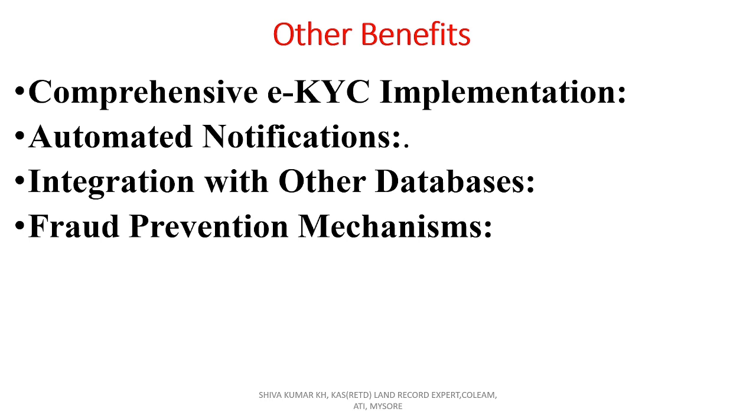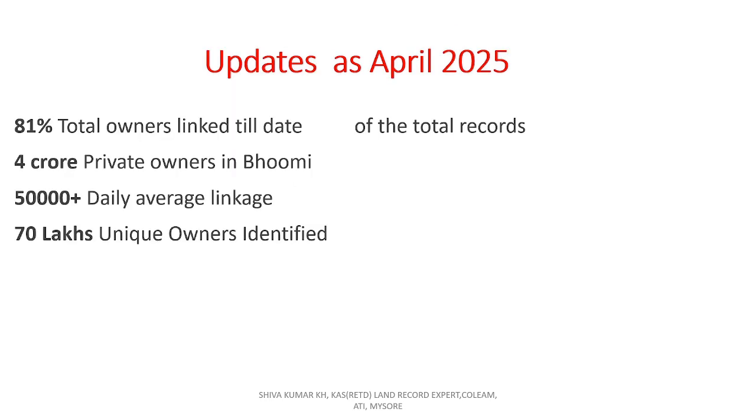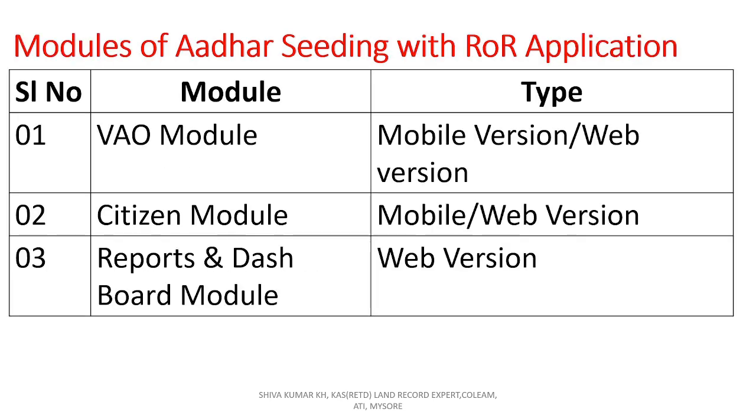So the Government of Karnataka has already introduced this and it is going to complete it. As of April 2025, this is the database: 81% of the total farmers are linked with Aadhar. There are 4 crore private owners in the Bhumi. A daily average of 50,000 linkages is being done. 70 lakh unique owners have been identified with the help of this Aadhar seeding module.